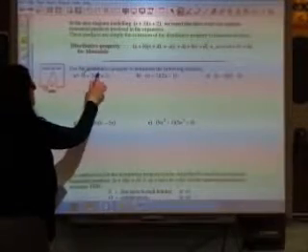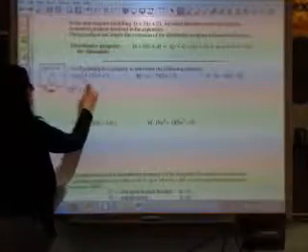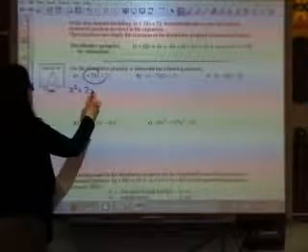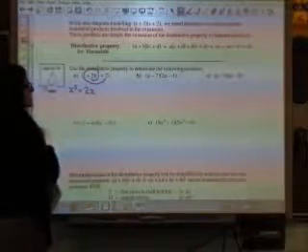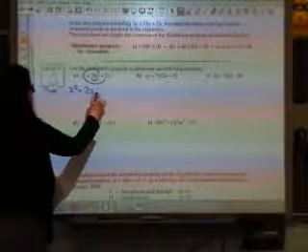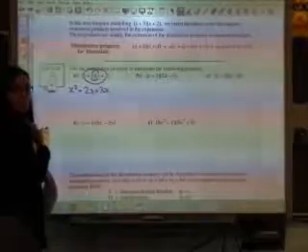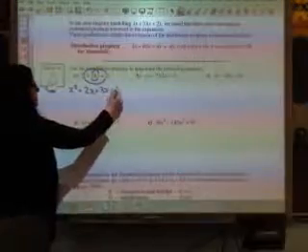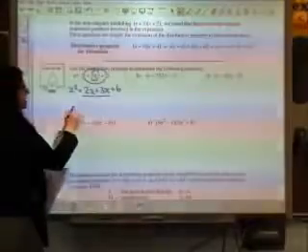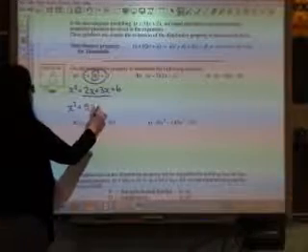So x times x is x squared. x times 2. 3 times x. 3x. And 3 times 2. Collect the middle terms, which are the like terms, and how many x's do I have? 5.